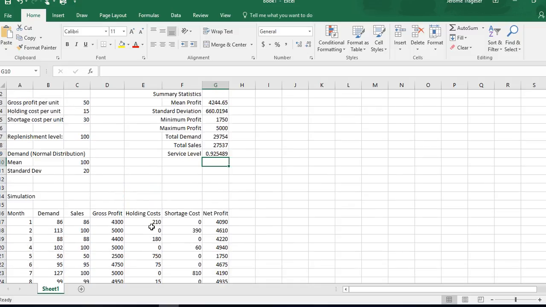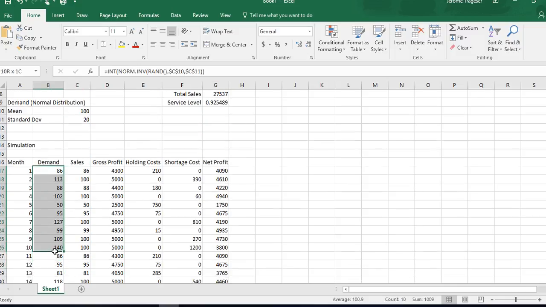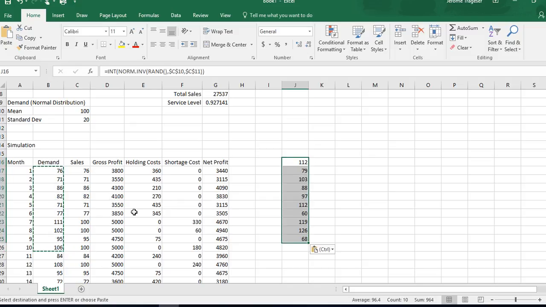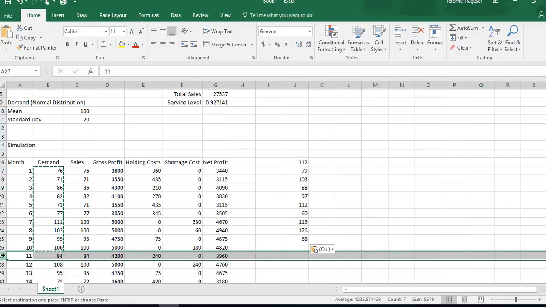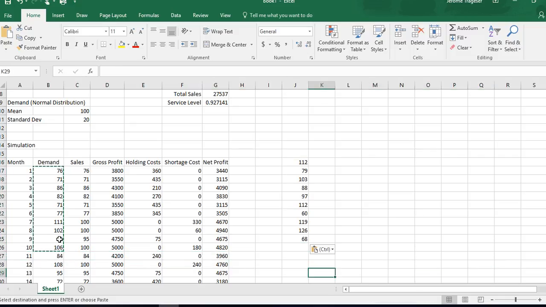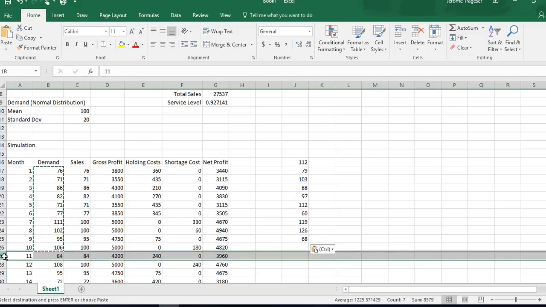Okay. So this was running the simulation again for 300 months. Now if we're working on an exam or on homework, I will likely give you particular demand for a set amount of months, so say 10 months. So what I'm going to do now is I'm going to cut off the rest of the table.